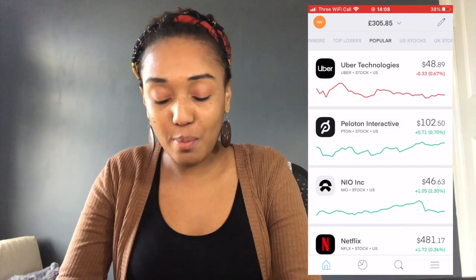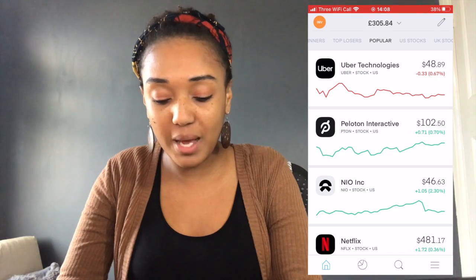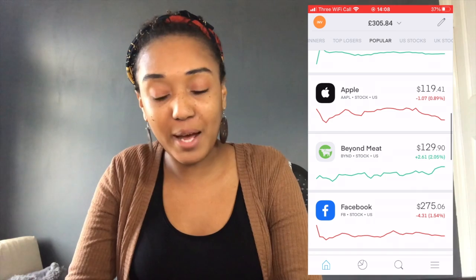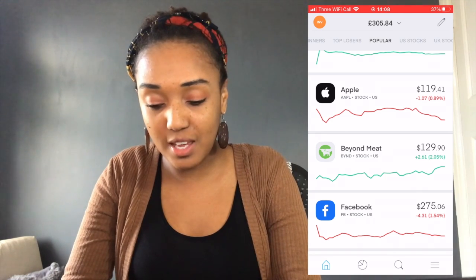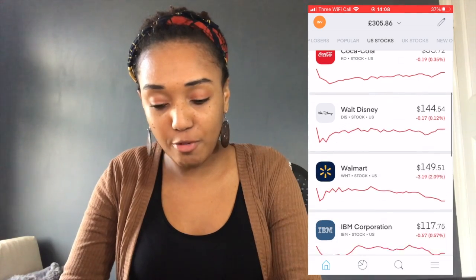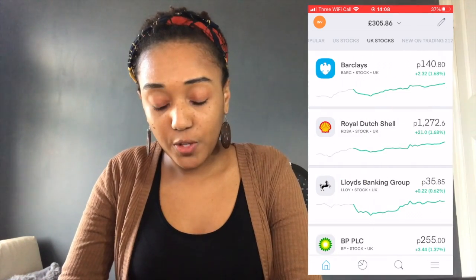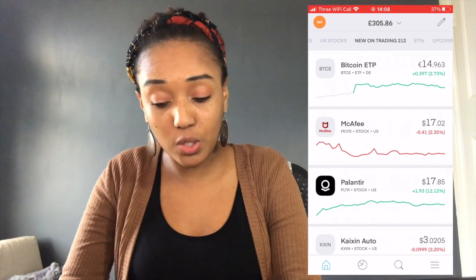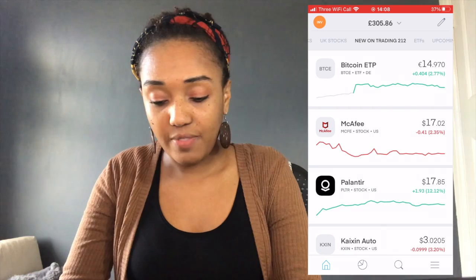Here you can see stocks that you're probably quite familiar with, such as Uber, Peloton, Netflix, Tesla, Apple, all those ones that we hear about and sometimes are buzzwords in the investing world. Then we've got the US stocks, again, ones that we're probably quite familiar with. We've also got the UK stocks. We've got stocks that are new on Trading212. And then we have ETFs.